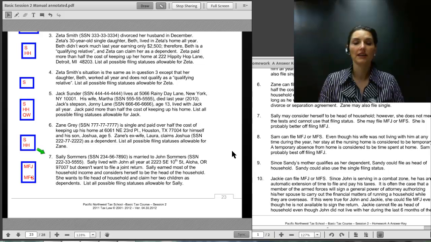I can assure you of that. Since she was married and lived with her husband in the last 6 months of the year, her choices are only married filing joint or married filing separate.